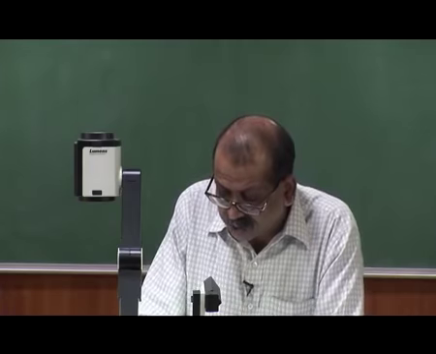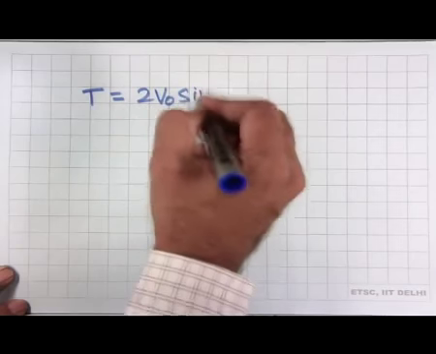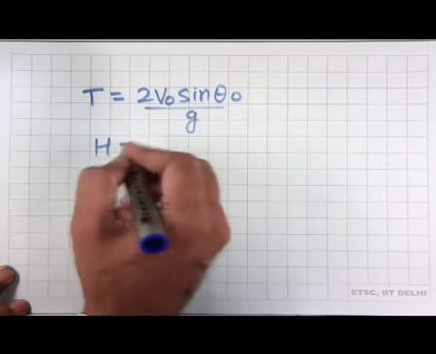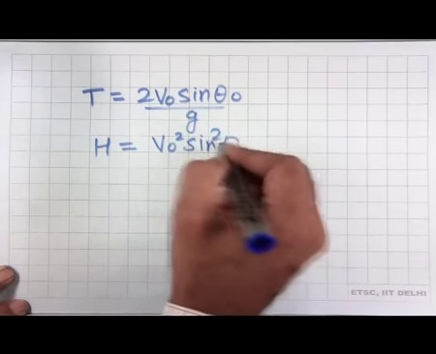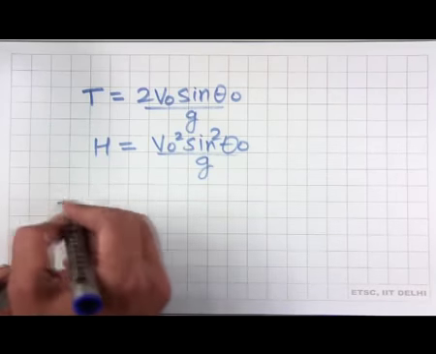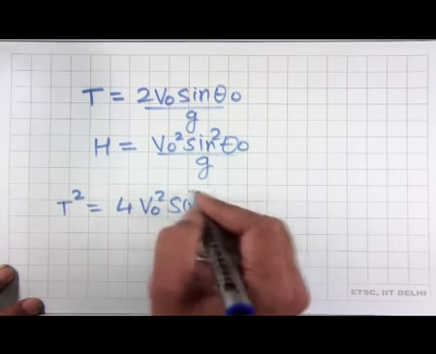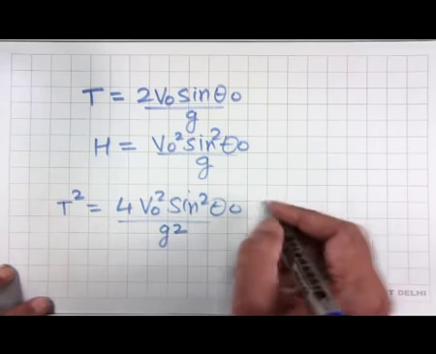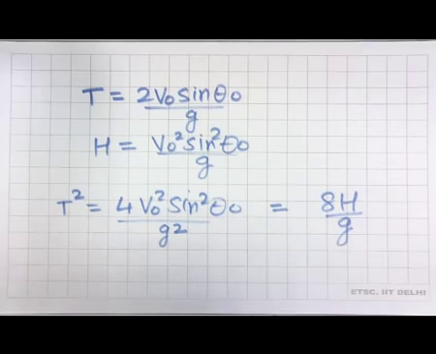So, what we have is the total time taken. We have seen this is equal to 2 V0 sin theta 0 upon g, and the maximum height reached is V0 square sin square theta 0 upon 2g. Now, from here if we look at t square, it becomes equal to 4 V0 square sin square theta 0 upon g square, and this we can see will turn out to be equal to 8h upon g.